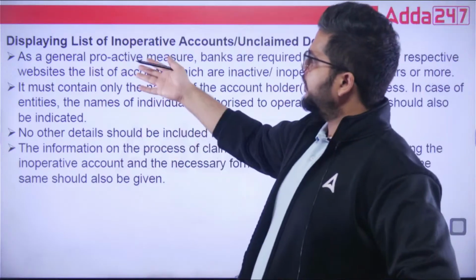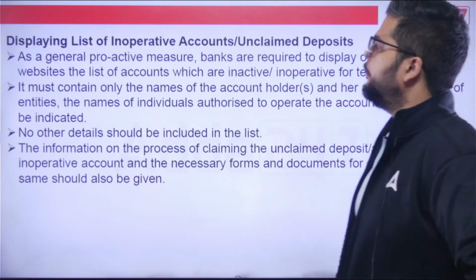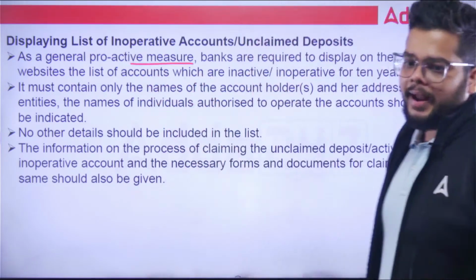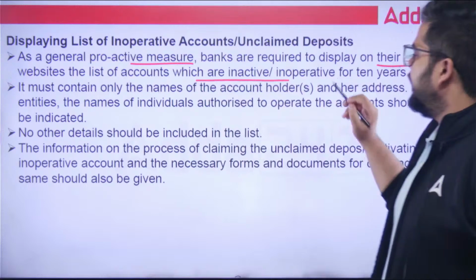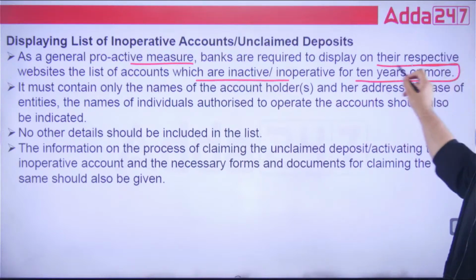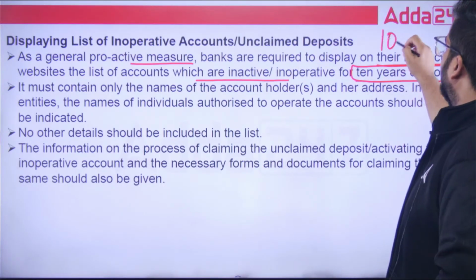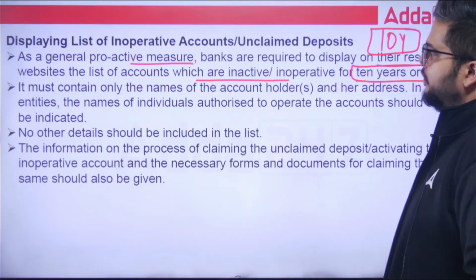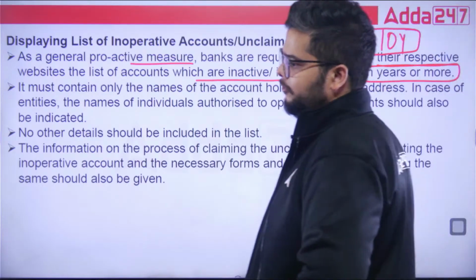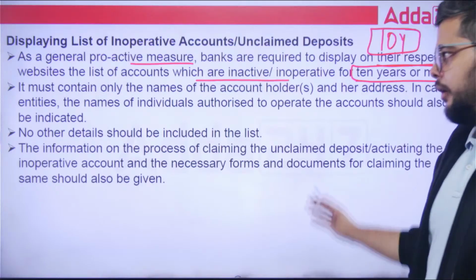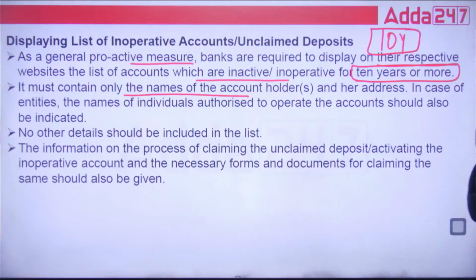Okay, so once we have established that this particular type of account will be inoperative, then you have to display the list of inoperative accounts or unclaimed deposits as well for the banks. As a general proactive measure, the banks are required to display on their respective websites the list of accounts which are inactive or inoperative for 10 years or more. Okay, not beyond 2 years but beyond 10 years. So this type of data can be asked in the examination. The publication of these particular accounts on the website will be done after how many years? So 10 years or more. It must contain only the names of the account holders obviously and the address.